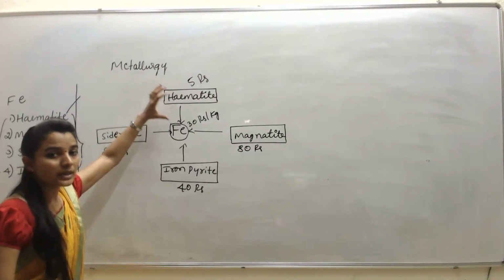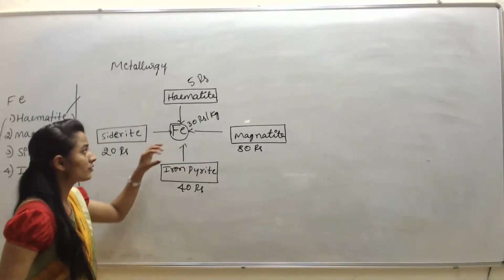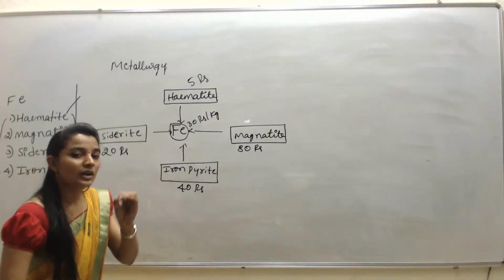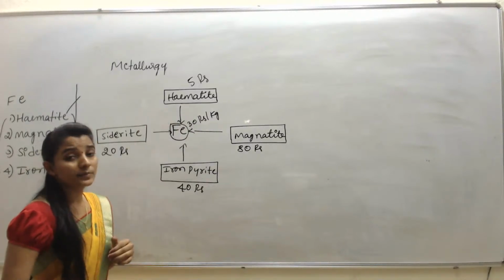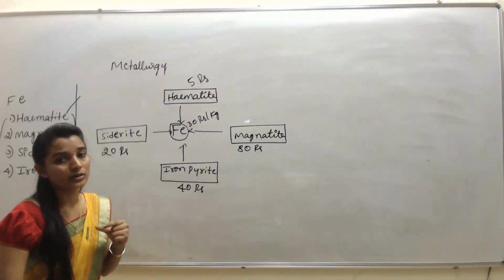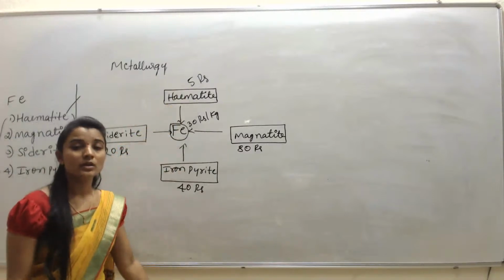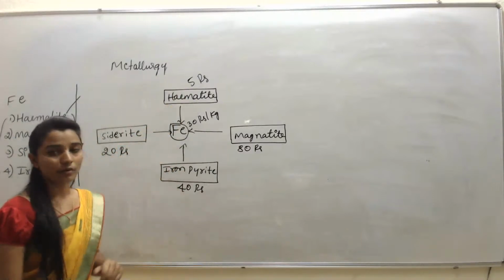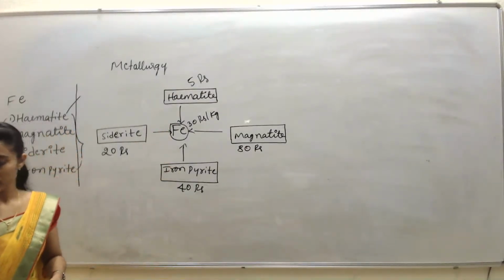So by seeing the convenience of the cost of production and the cost of extraction of the metal, we choose which mineral is better to extract the metal at lower cost. Among these three, you can easily come to know why hematite is chosen as an ore of iron. Okay, so this is the way.